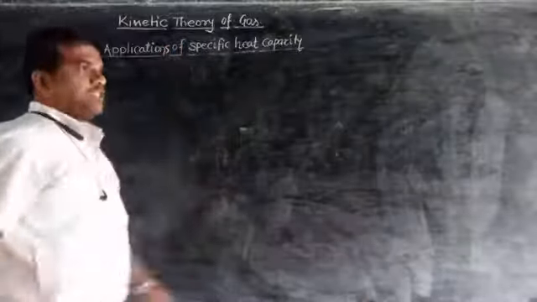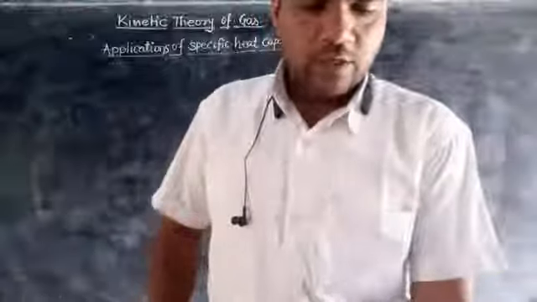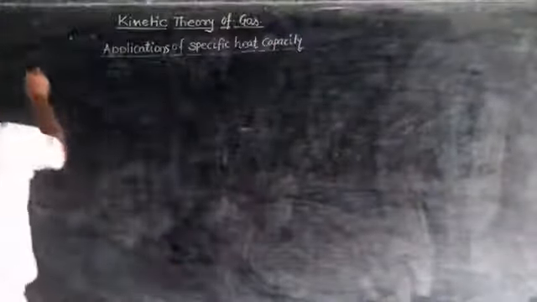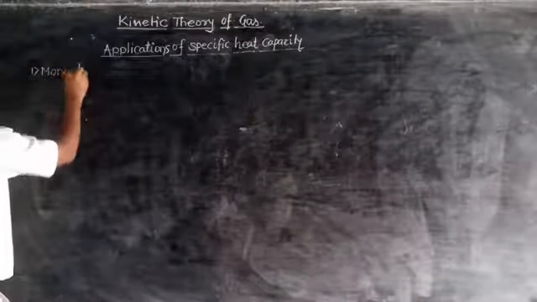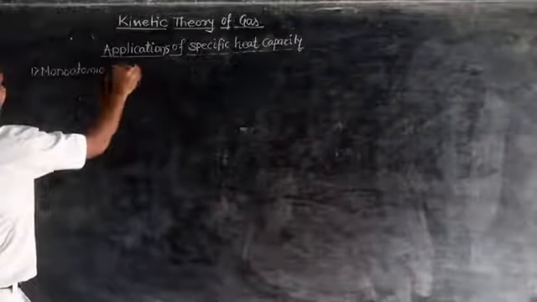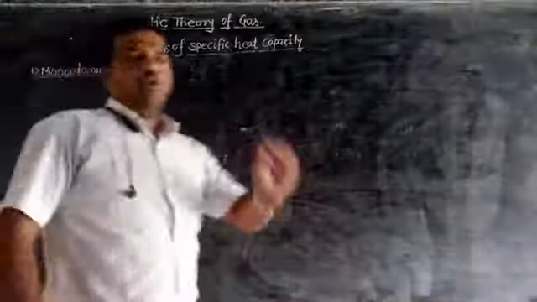Now we see the applications of specific heat capacities of gas. So first we consider monoatomic gas. Number 1, monoatomic gas. Monoatomic gas means it consists of only a single atom.